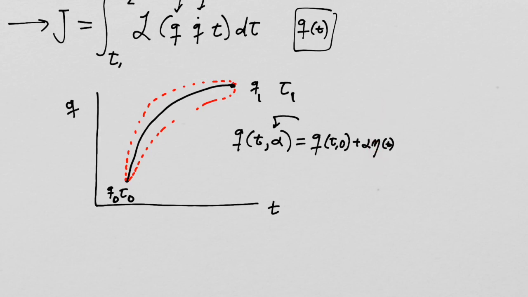We'll call it eta. So this Q(t, 0) is the true path. It's just what we were calling Q of T. Alpha is a small number, a real number, and eta of T is some other function of time that will add in to the true path at an amount metered or throttled by alpha. Now, in order for this to be a small deviation of the path that goes between these two endpoints, it must be true that eta of T0 equals Q0 and eta of T1 equals Q1.